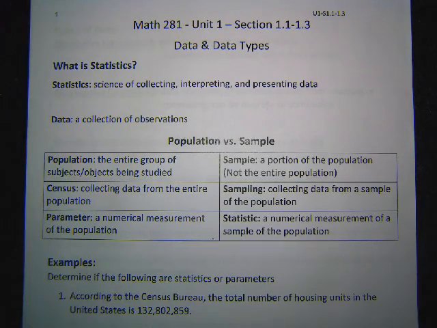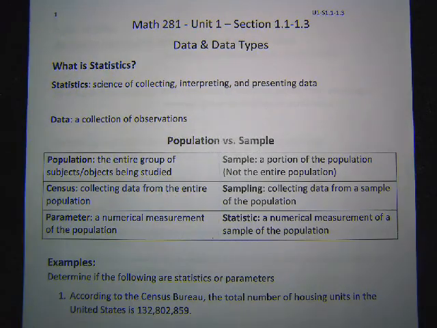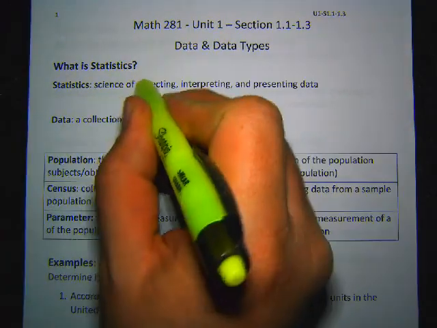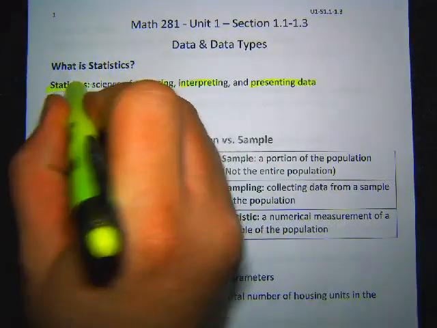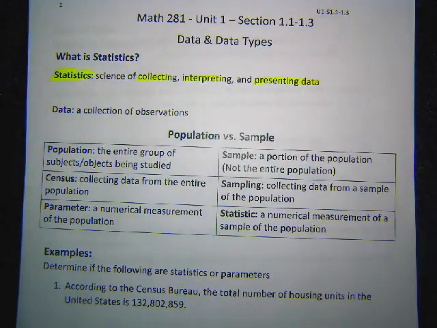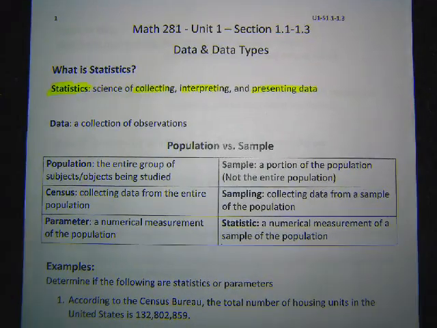So first off, statistics course, big question, what is statistics? Well, statistics by definition is a science of collecting, interpreting, and presenting data. So statistics is the study, the science of going out and collecting data, taking the data back and interpreting, understanding what it means, and then presenting it to people. These are all aspects of statistics.